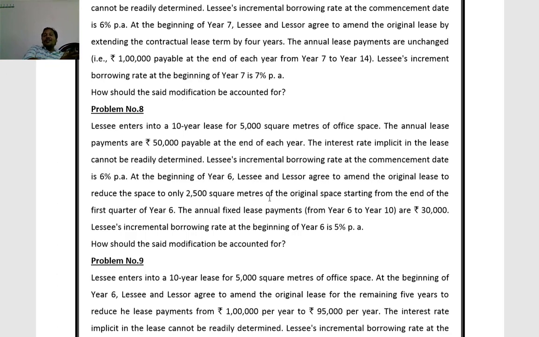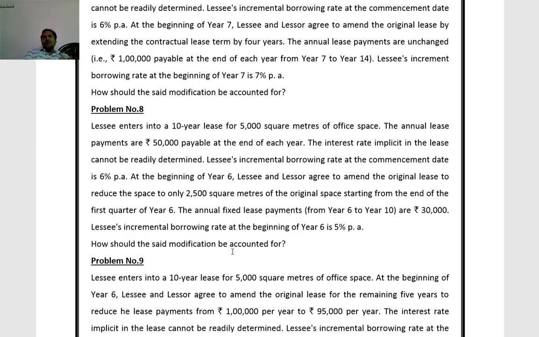Originally, the lease agreement is for 5,000 square meters. Now, the lease agreement is reduced to 2,500 square meters. Both lessor and lessee agree. This is a modification, starting from the end of first quarter of year 6. The annual fixed lease payments from year 6 to year 10 are 30,000. Lessee's incremental borrowing rate at the beginning of year 6 is 5% per annum. How should the said modification be accounted for?